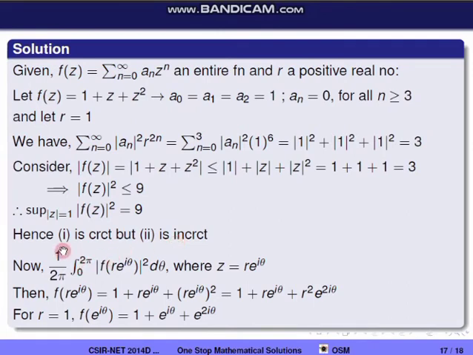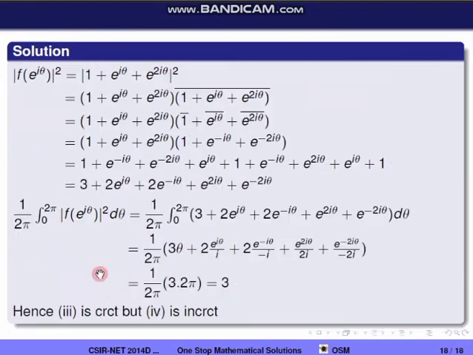Now check 1 by 2 pi integral 0 to 2 pi mod f of r e raised to i theta whole square d theta, where I am taking z is equal to r e raised to i theta. So f of r e raised to i theta means in this case 1 plus r e raised to i theta plus r e raised to i theta whole square. So this is equal to 1 plus r e raised to i theta plus r square e raised to 2 i theta. Here I have taken r is equal to 1. So f of e raised to i theta is equal to 1 plus e raised to i theta plus e raised to 2 i theta. Now we will find this value.